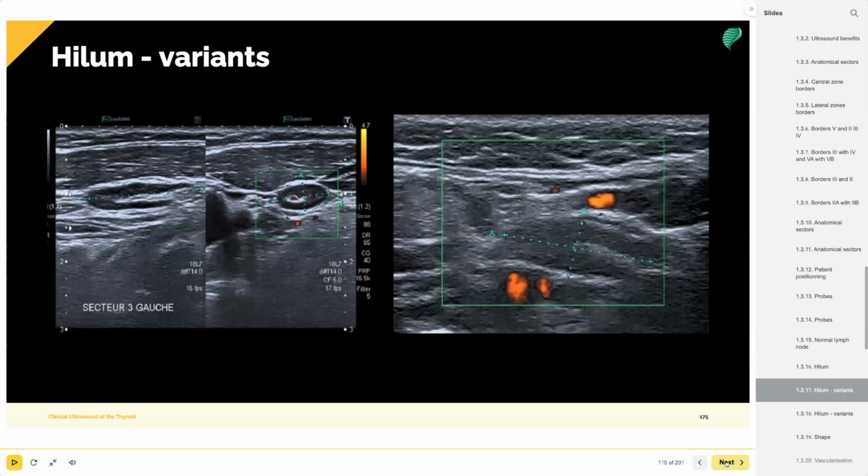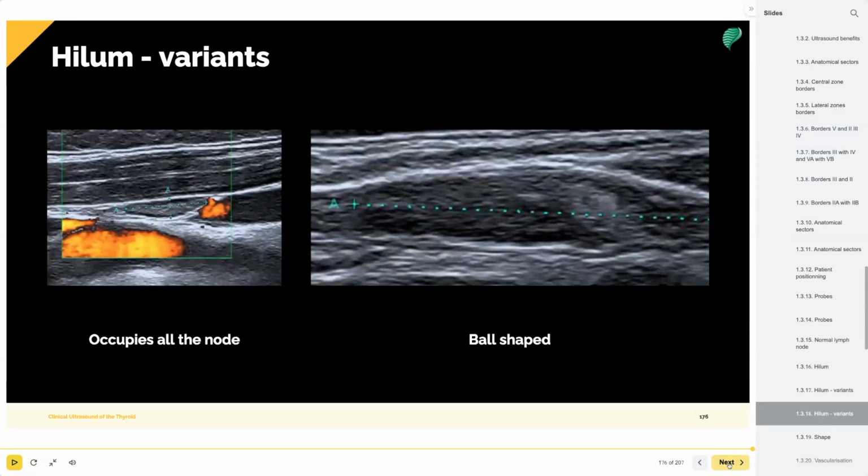Here in these images, they are displaying different shapes of the hilum. So this is the lymph node here, this is the lymph node here, and this is the hilum, which is the bright area in the middle. This is another lymph node here. It is not as hypoechoic, but you can still see the hilum here, and they do have the color turned on to see the vascularization around the area.